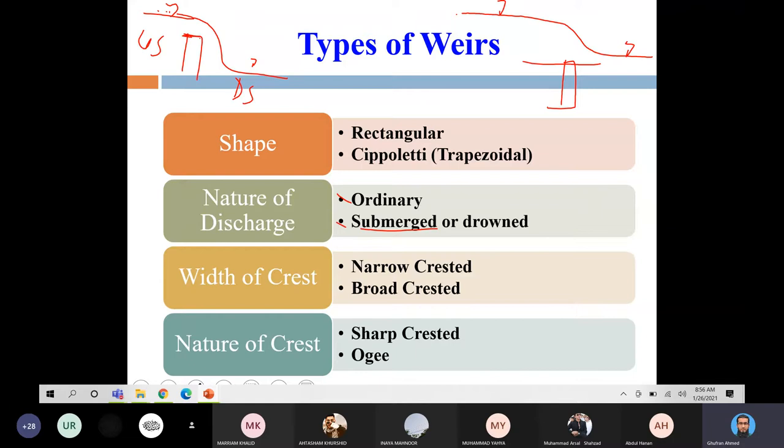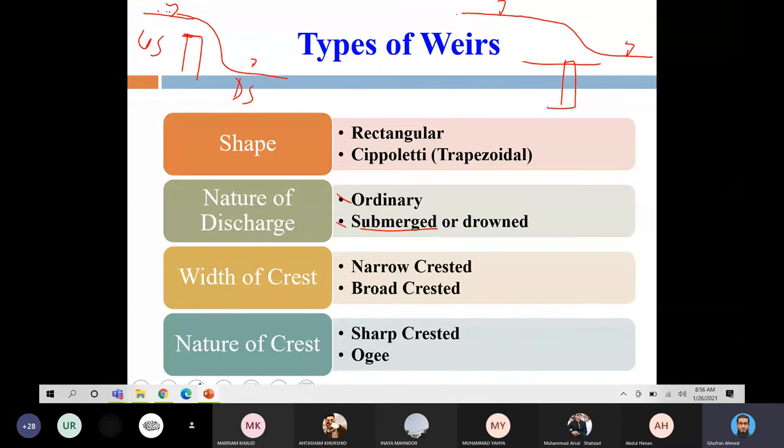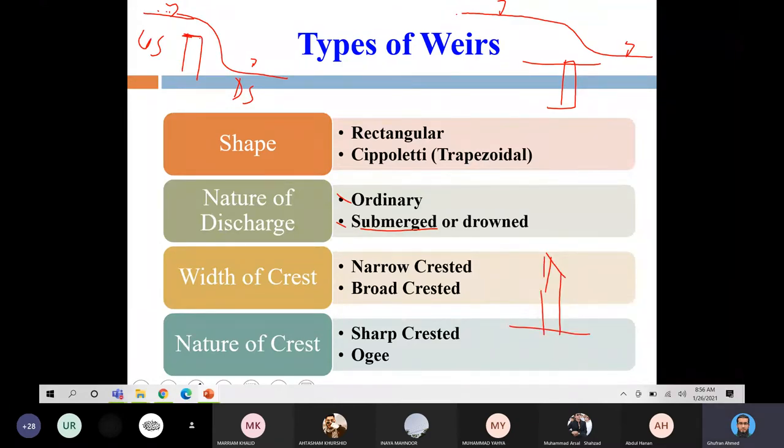And the third classification can be based on the width of the crest. As I said in the previous slide, this is a narrow crested weir and the other one is the broad crested. Nature of crest as well: it can be sharp like this, or it can be an ogee shape. Ogee shape means like this, just like the shape of the dam spillway from where the water flows out.